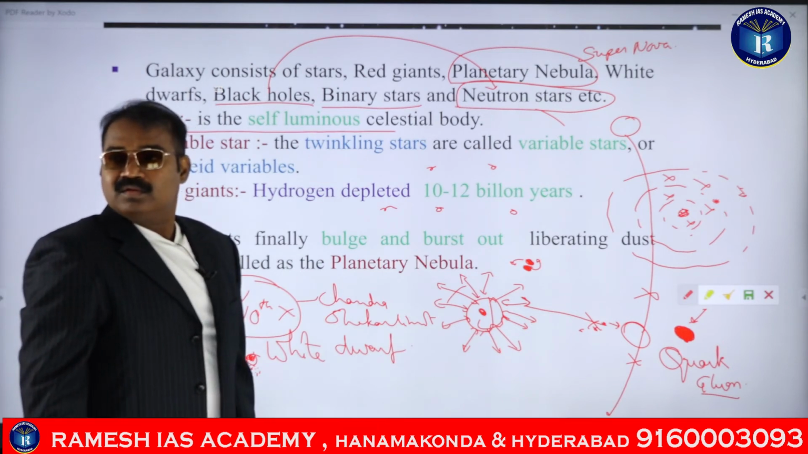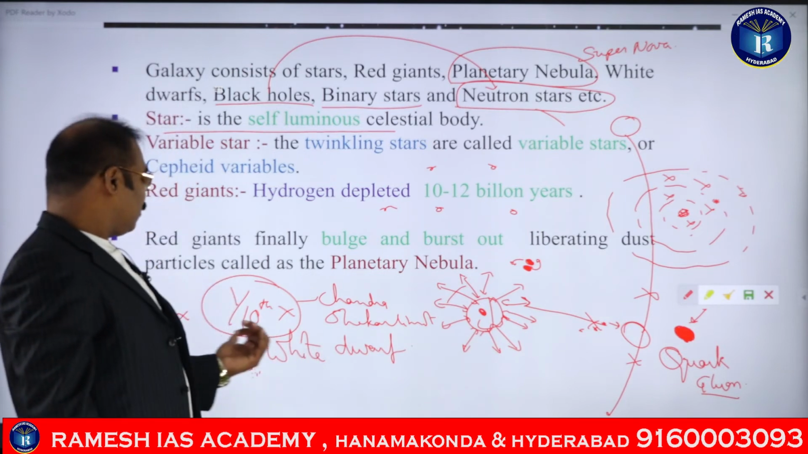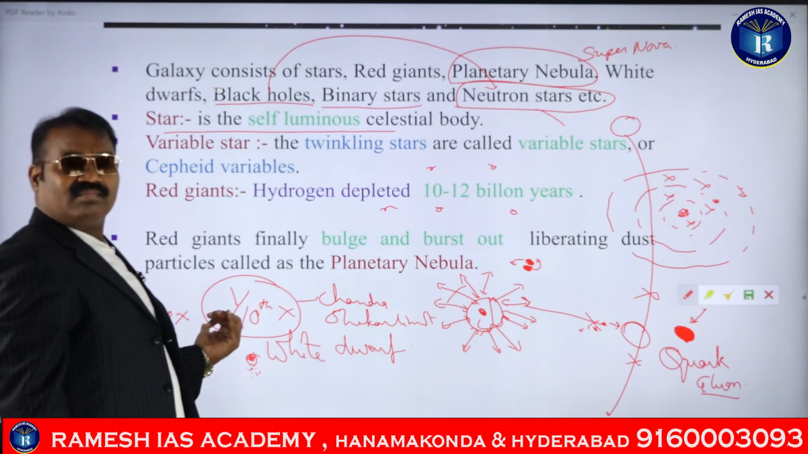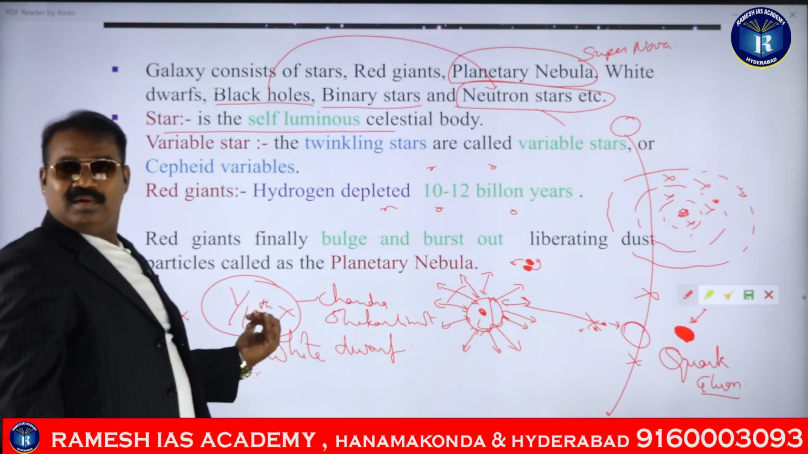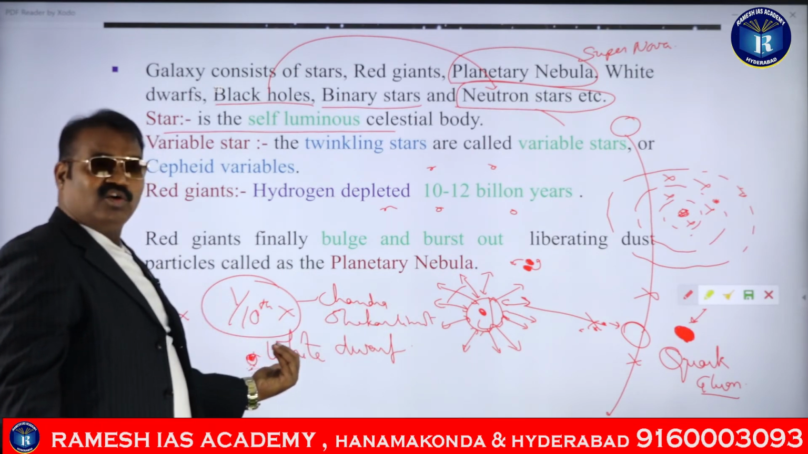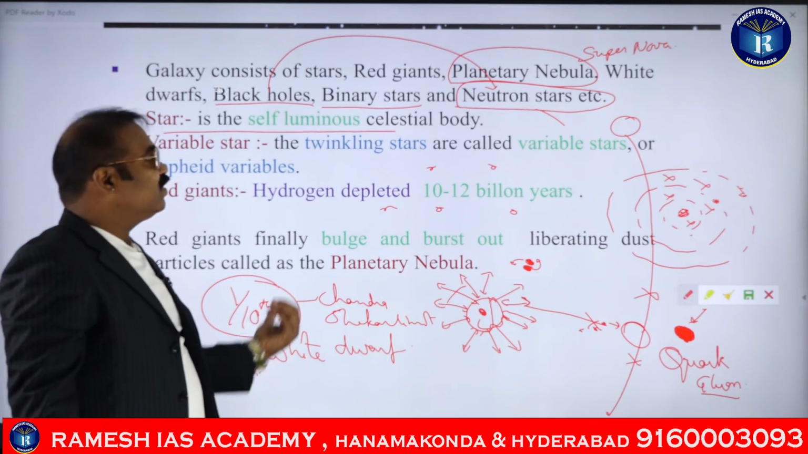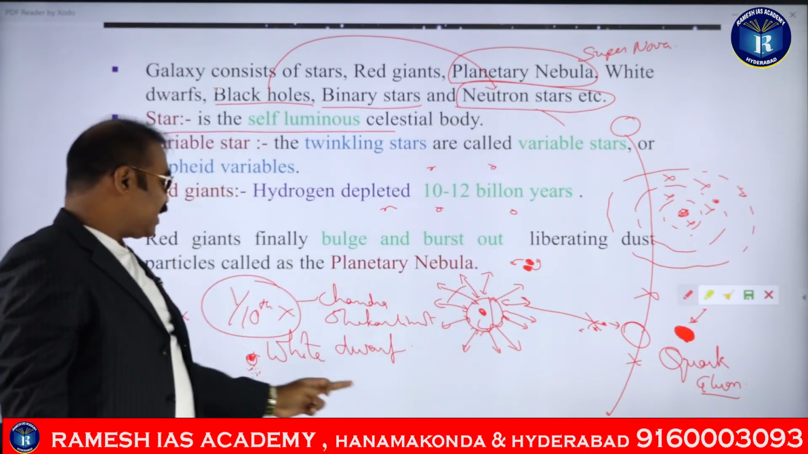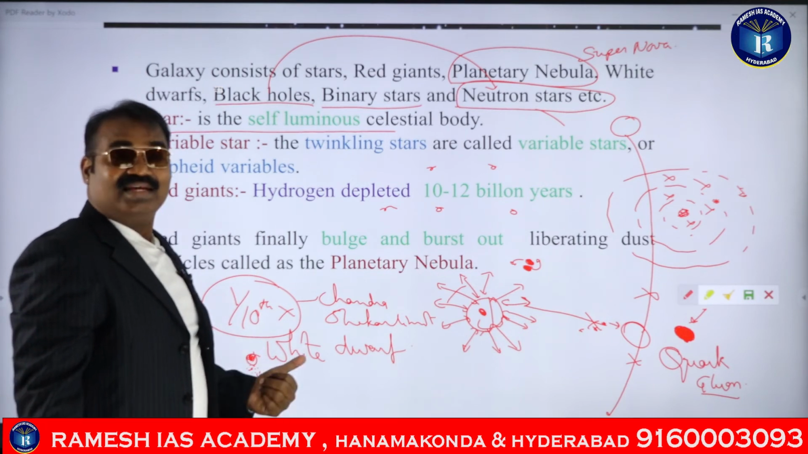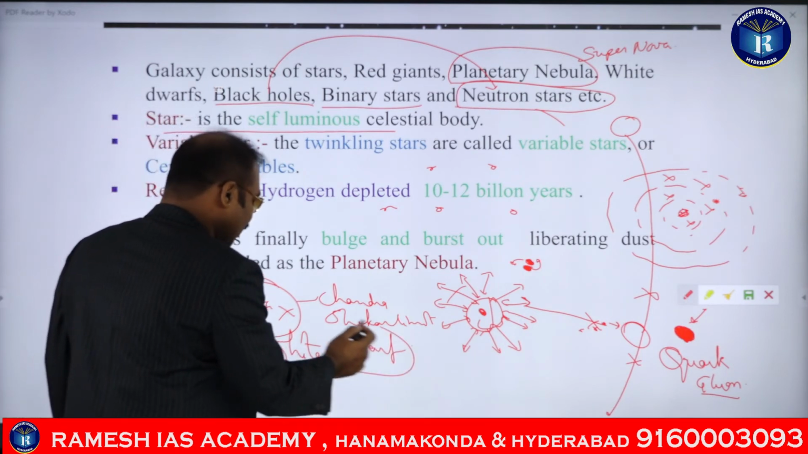Okay, so black holes will be formed only by the neutron stars. Now what is the black hole, guys? We said that the star will be expanding, blowing off, exploding, falling back to form the white dwarf and then the black hole. So what they say is that only the neutron stars have the capacity to form the black hole. Other stars which are lesser than 5 solar masses will remain as white dwarfs only.